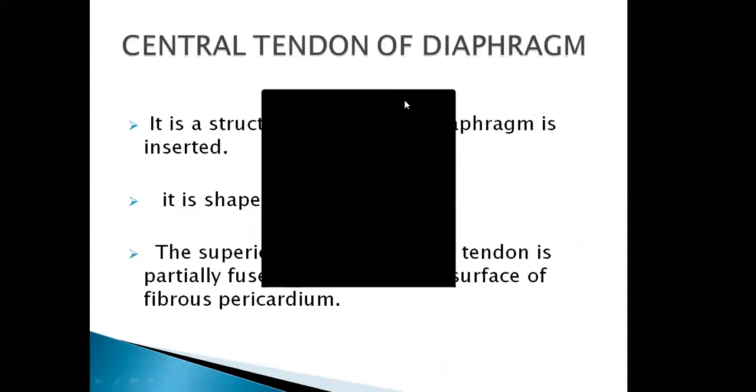It is shaped like three leaves. The superior surface of the central tendon of the diaphragm is partially fused with the inferior surface of the fibrous pericardium. These two are connected with each other, or simply you can say the heart, with its fibrous pericardium, lies on the superior surface of the central tendon. Clear now?